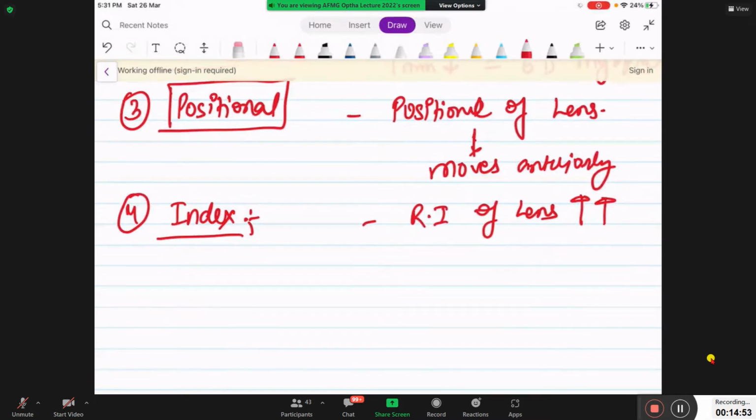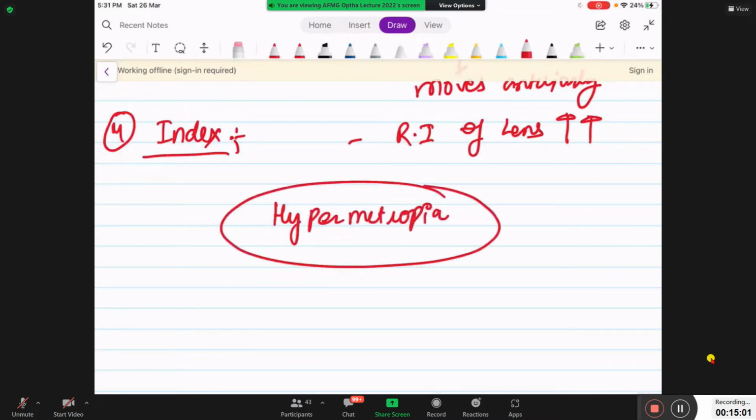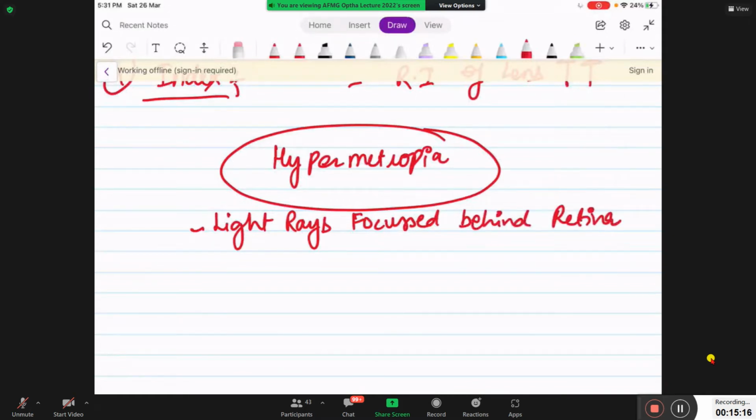Now coming to hypermetropia. When the light rays are focused behind the retina, it is called hypermetropia.